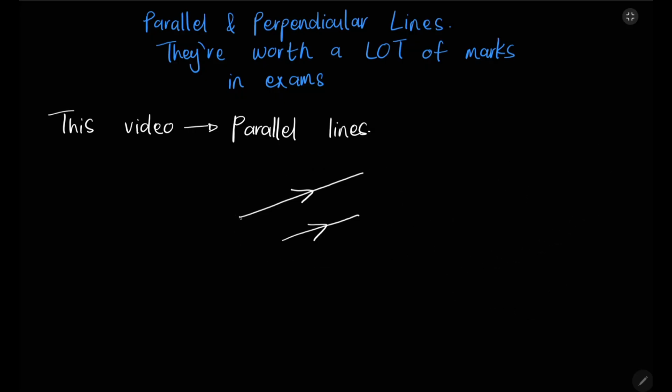Okay, now let's move back to these lines. You guys can clearly see that this line and that line are not the same length. These lines are always the same distance apart. Therefore, they always have the same gradient. Okay, this is the most important thing about parallel lines. You should know that they always have the same gradient.